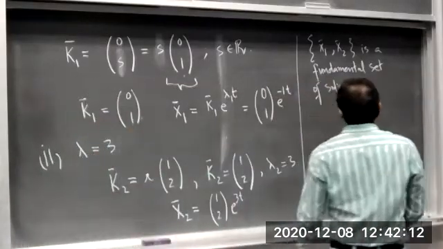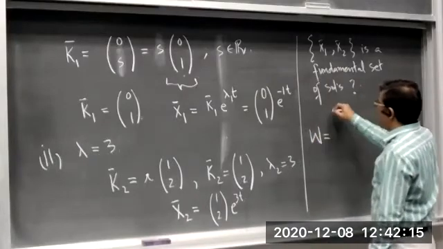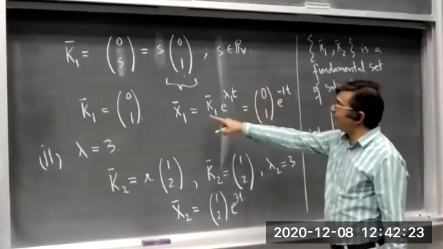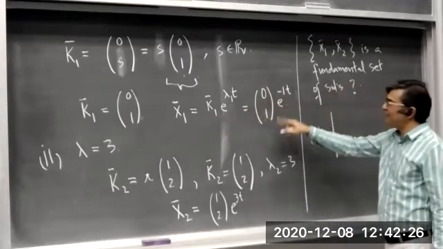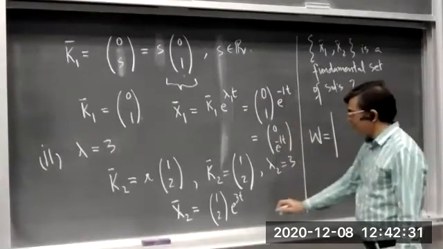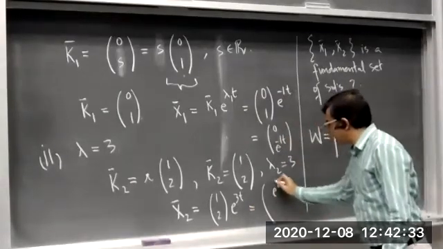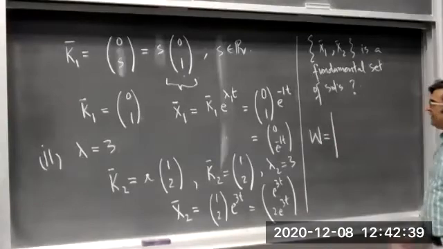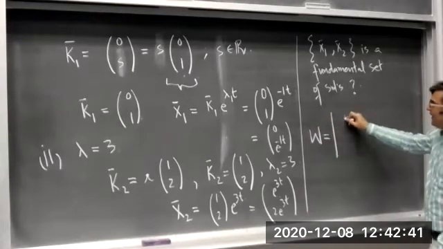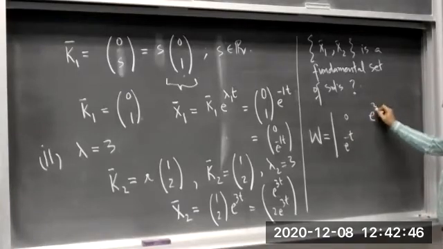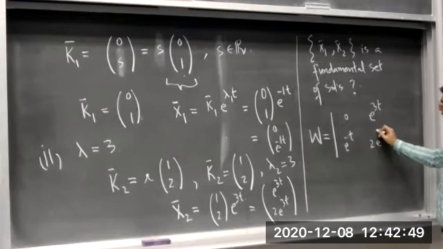For that, we need to find the Wronskian. What is it? The first solution was 0, 1, which means 0, e raised power minus t. And the other one is e raised power 3t and 2 e raised power 3t. These are the solutions. K1 we write here as 0, e raised power minus t, and K2 as the other column, e raised power 3t and 2 e raised power 3t.